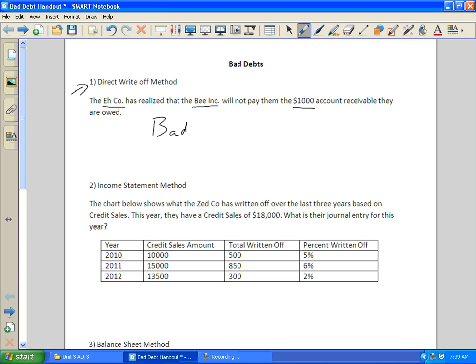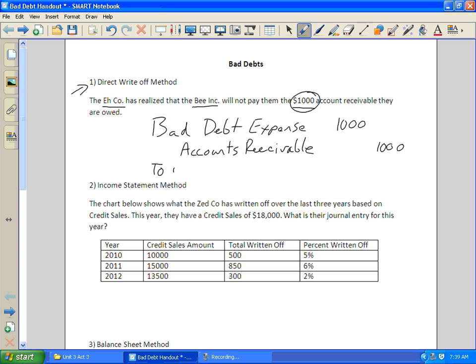What we're going to do is debit bad debt expense, and then we're just going to credit accounts receivable. All right, so it's just a very straightforward, simple transaction. We debit the bad debt expense for the $1,000 that we're not going to get back, and we credit accounts receivable, and you write "write off amount uncollectible" as your description. Okay, pretty straightforward, pretty simple.